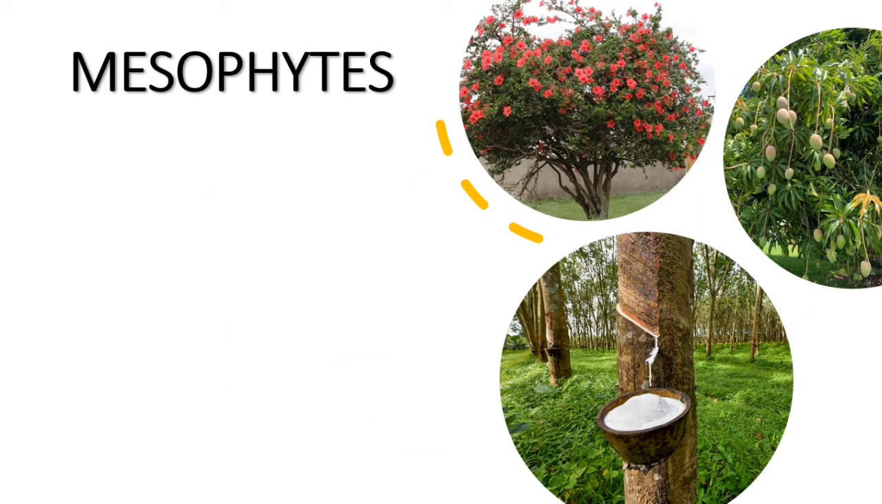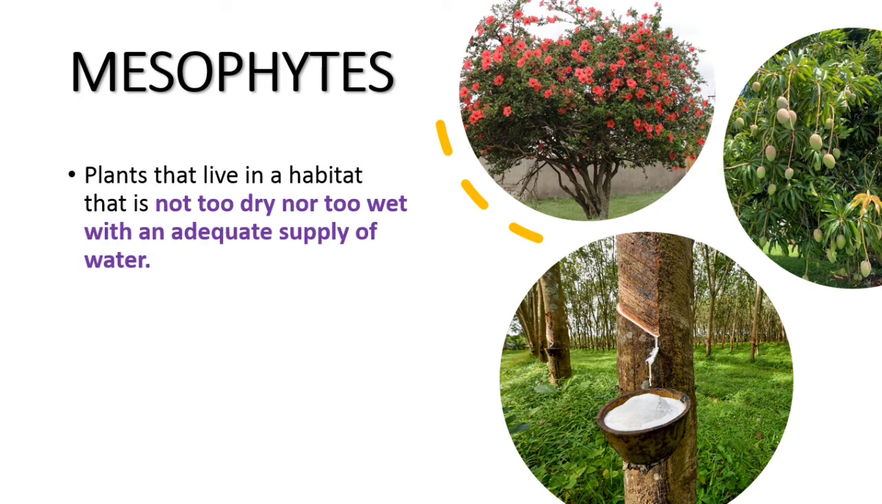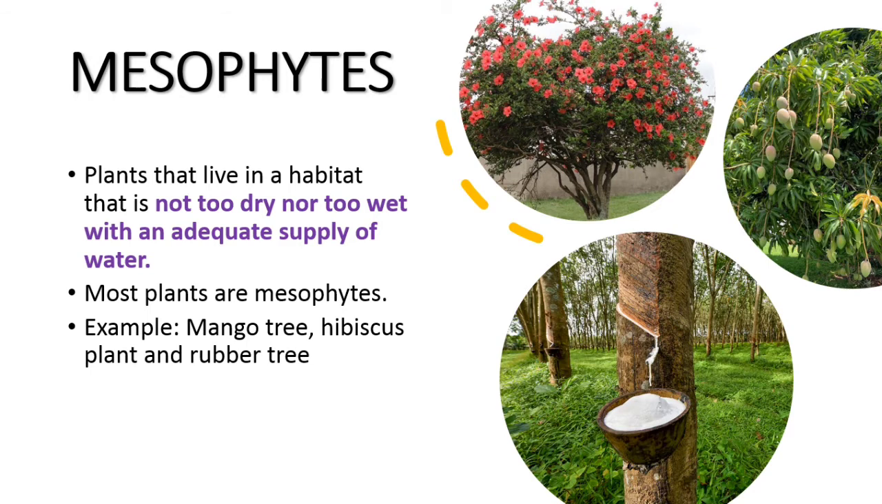Mesophytes. Mesophytes are plants that live in a habitat that is not too dry nor too wet, with an adequate supply of water. Most plants are mesophytes. So examples are the mango tree, the hibiscus plant, and the rubber tree.